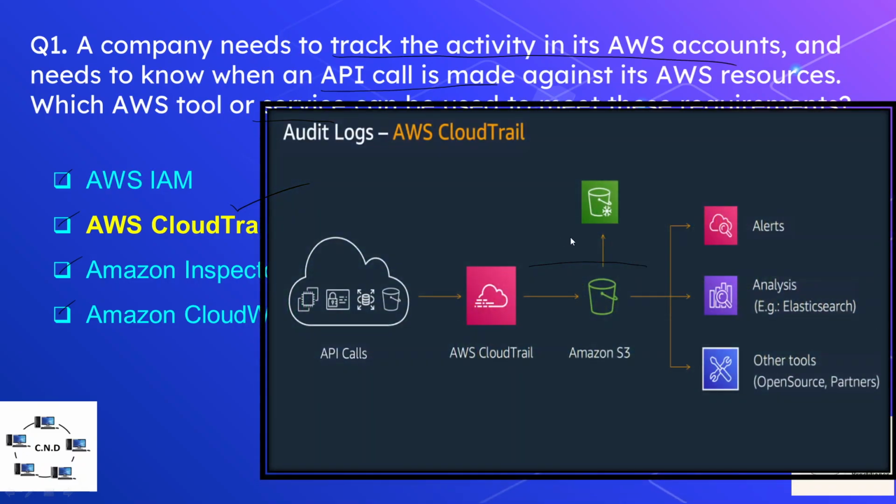And this is just a visual representation of this service. Whenever there is an API call, it goes through AWS CloudTrail, which logs it and stores it inside your Amazon S3 storage. And then these logs can be used for generating alerts or for your analysis and analytics. These logs and alerts can also be used by other tools that are open source or that are in use by your partner.